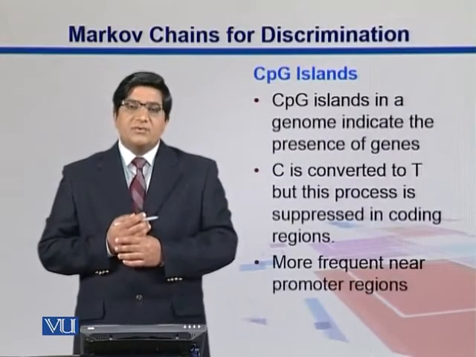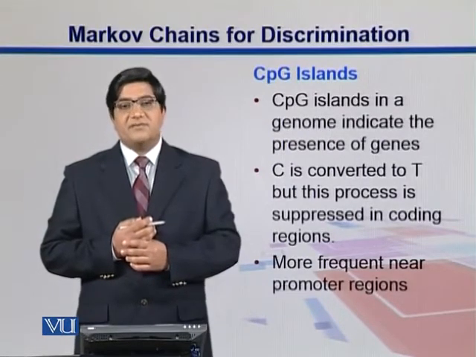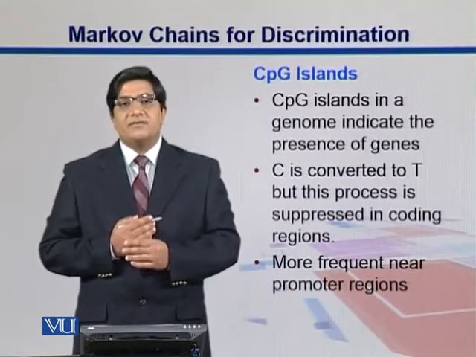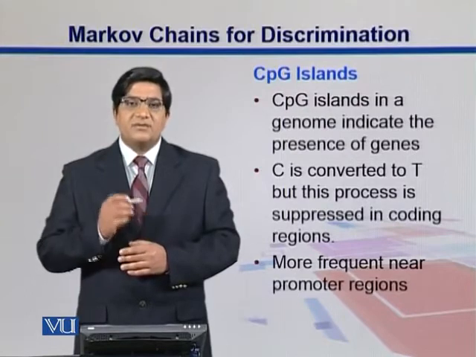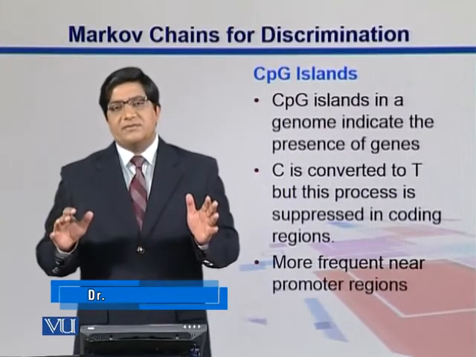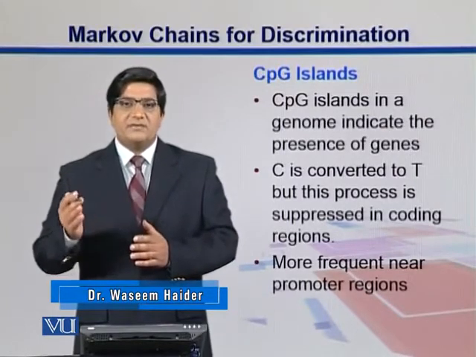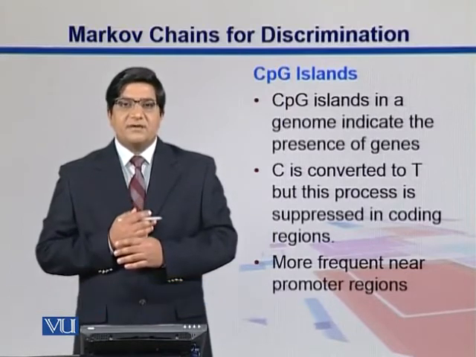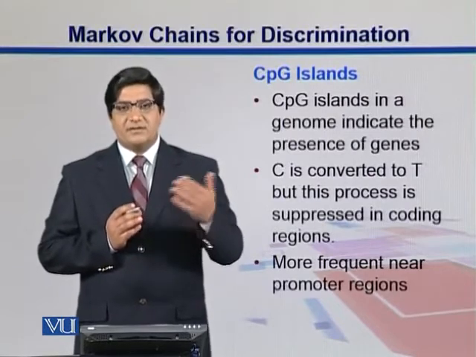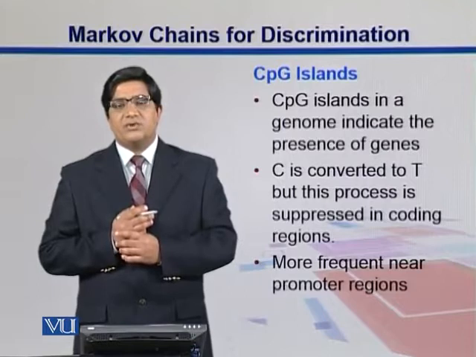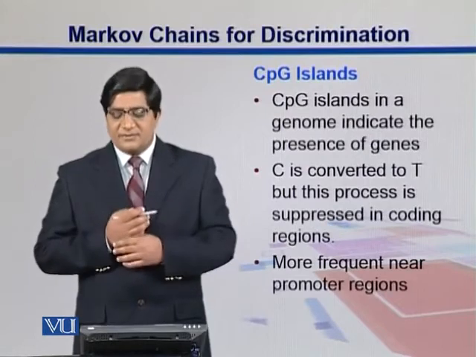What are CpG islands? CpG islands are present in a genome and they indicate the presence of genes. Whenever C and G are present together, the C most of the time gets converted into T in the genome, so we observe more T's. But this process of converting C into T is reduced around the genes or the coding region. So wherever we find those CpGs, we can expect that there is some gene in that region.